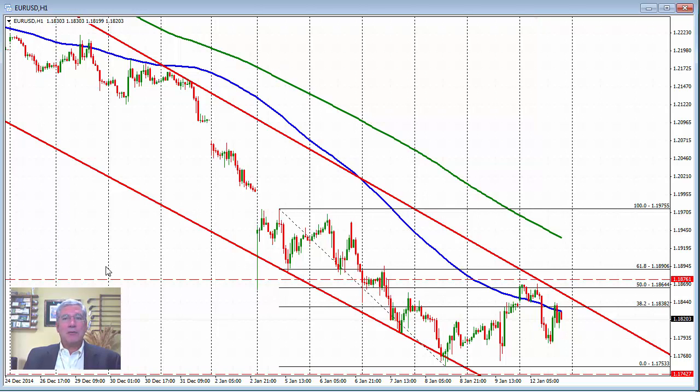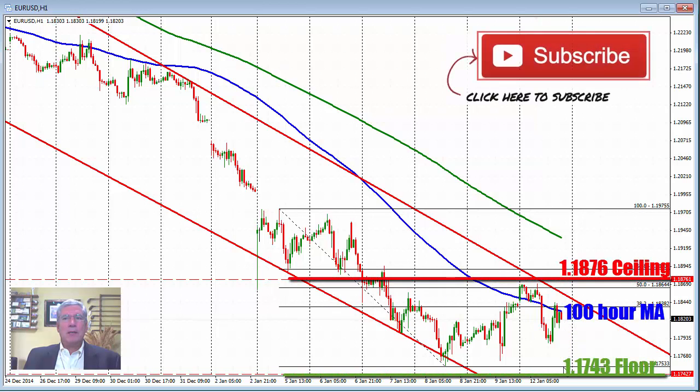But nevertheless, in a trending market, if you can't get above that level, the bears remain in control, and that's what we're seeing right now in the euro versus US dollar. So 100-hour moving average, 1.1876 level, 1.1743 level. Those are the key levels that you've got to watch in the euro versus US dollar in trading this week. Use those levels to define and limit your risk, and you'll be okay.